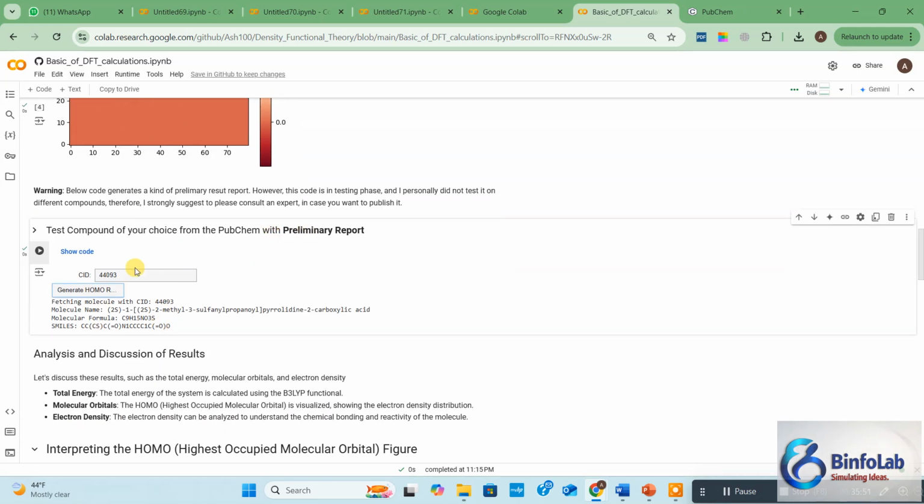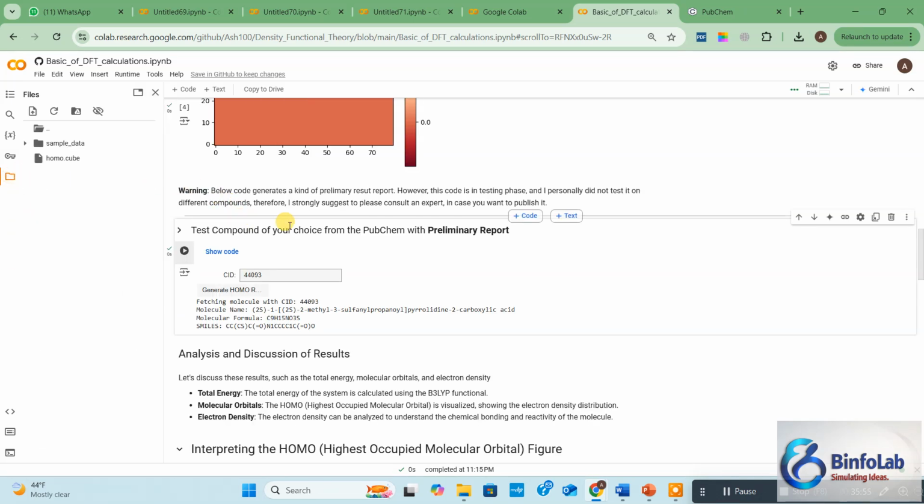What is the difference between this one and this one? This code will also generate a PDF report here, and also it will generate a report here. But you have to read this warning message.